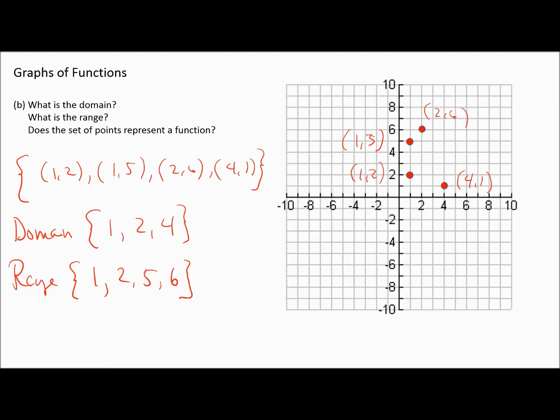Okay? Now the real question, does the set of points represent a function? Now remember, for each x, there should only be one y.